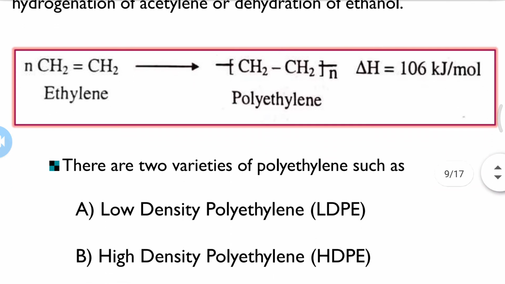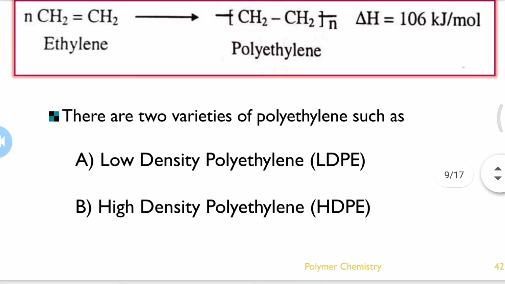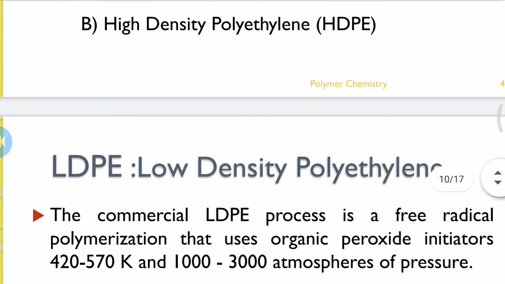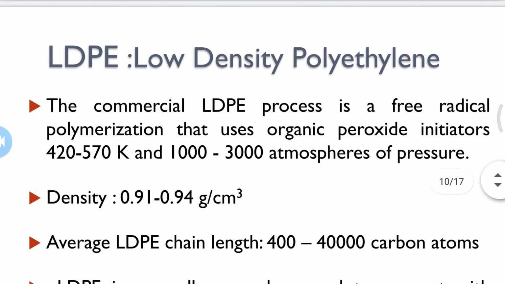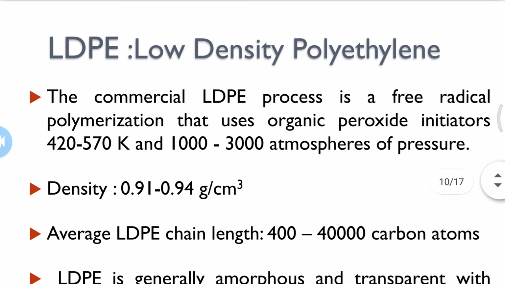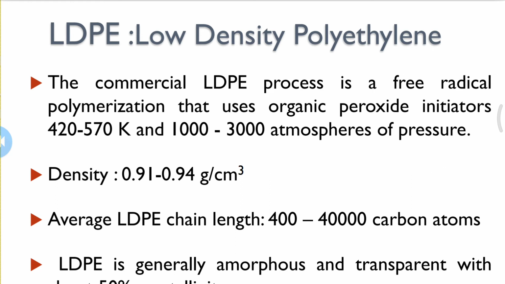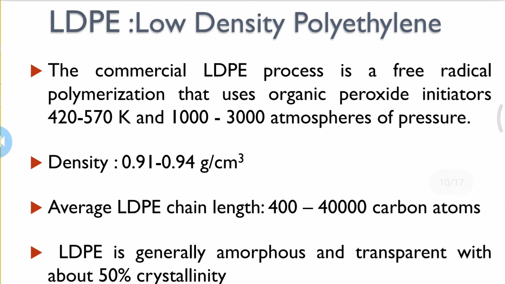Polyethylene polymers. There are two types of polyethylene, LDPE, that is low density polyethylene, and HDPE, high density polyethylene. These depend on the degree of polymerization, or number of monomers. First, we discuss LDPE, low density polyethylene.